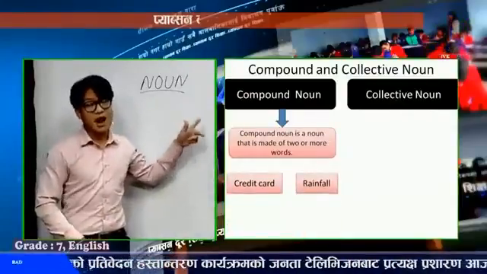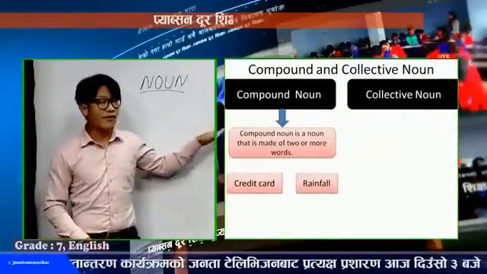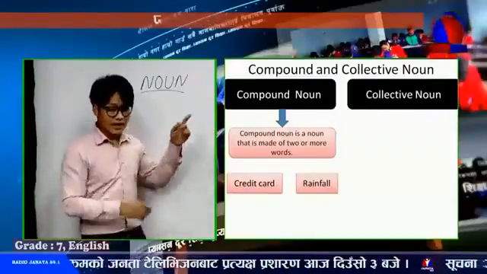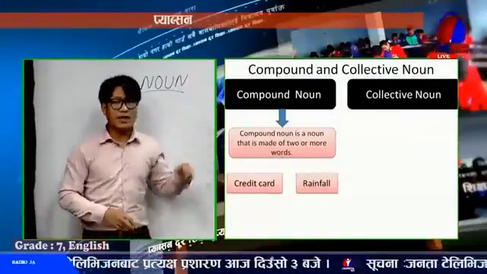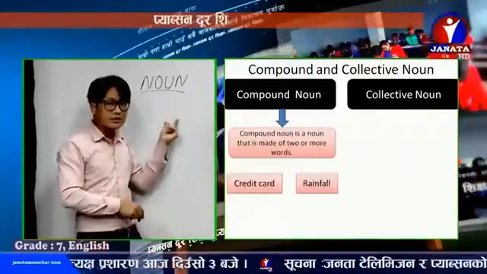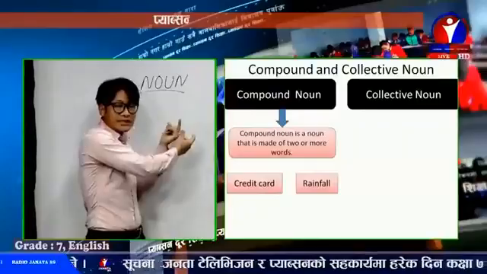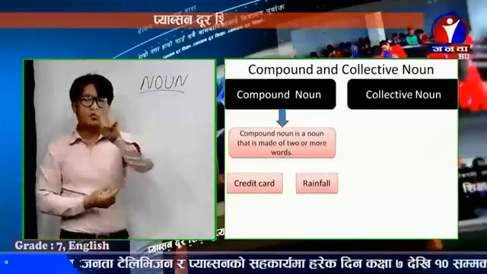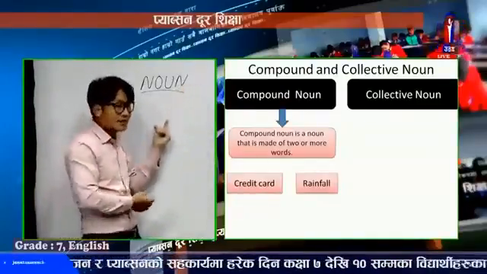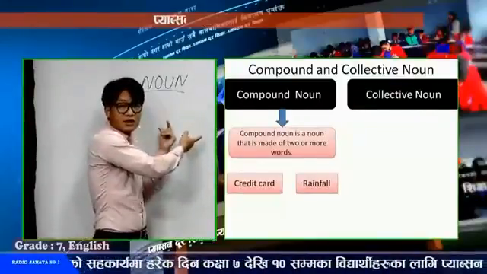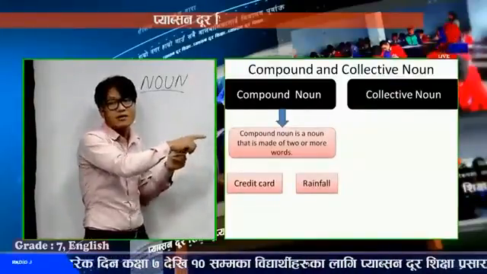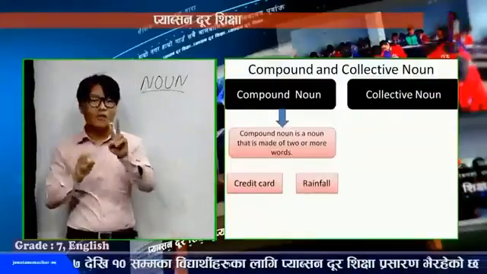Credit card, rainfall. Here you can see credit card, it has two words. One word is credit, another word is card. So this noun is made of two words, credit and card. So it becomes credit card. So credit card is a compound noun.